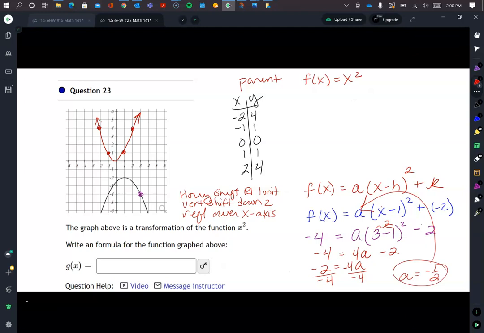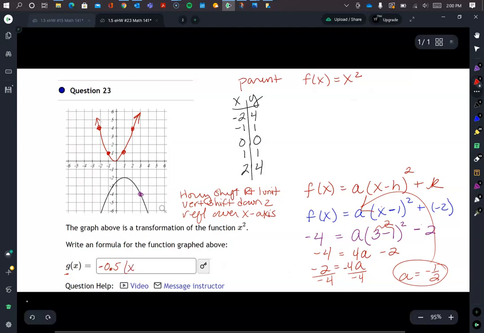So my answer over here, it's actually a g function, g of x, equals negative 1/2, or negative 0.5. I think either was fine for this problem. And then you have to put back your original generic x: x minus 1 squared, and then minus 2. And that is the answer.